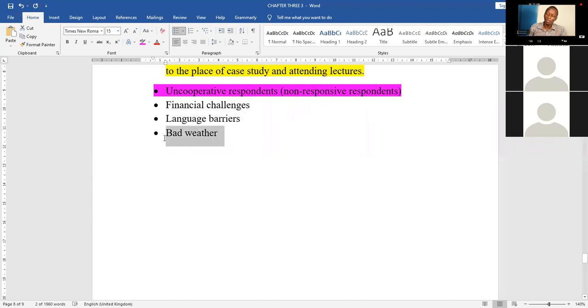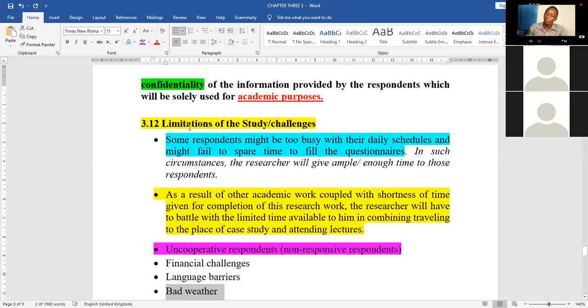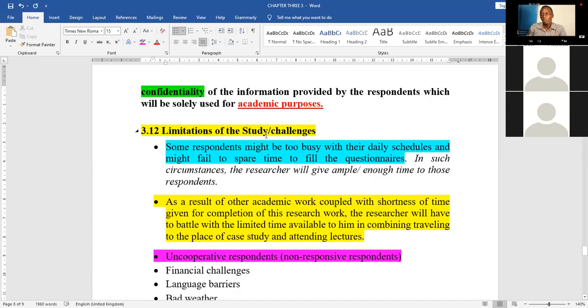Then you can also have another challenge of bad weather. If you don't have a car, you have to move in hot sunshine, or if it is raining and you're in the villages walking, you don't have any means of transport. All of those are going to be limitations of the study. So limitations of the study are basically the challenges that you are likely to face when you're carrying out research.